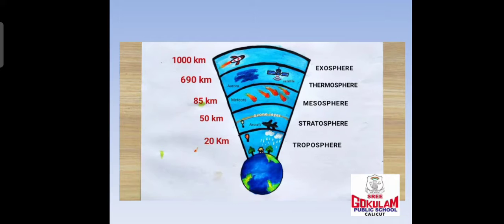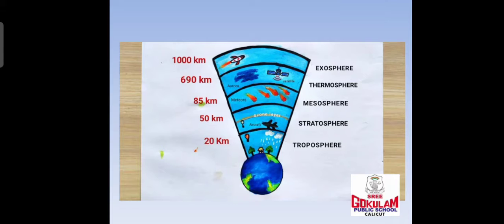Next layer is mesosphere. This layer extends to about 80 to 90 kilometers above the surface of the earth, and the meteors burn up here. Next layer is thermosphere. Thermosphere extends up to 500 to 690 kilometers above the surface of the earth. And the last layer is exosphere. It lies above the thermosphere and fades into space.